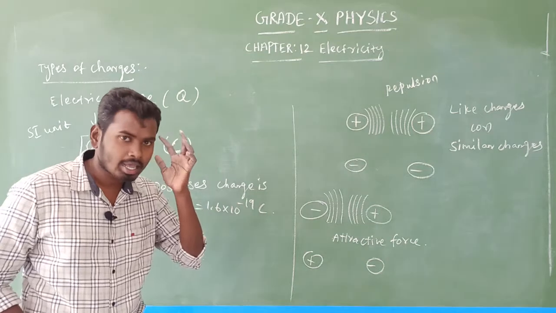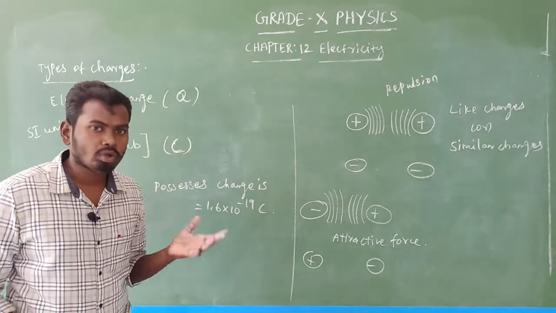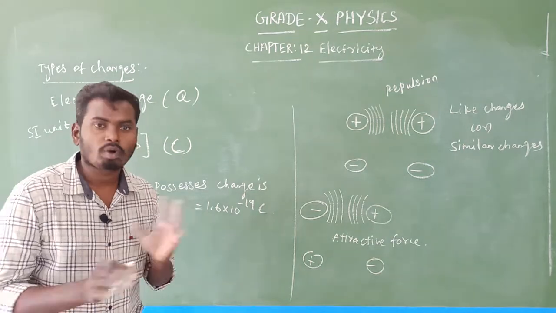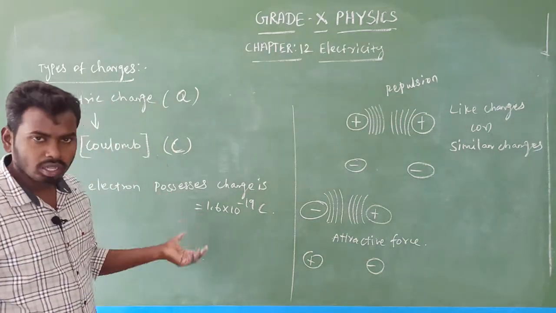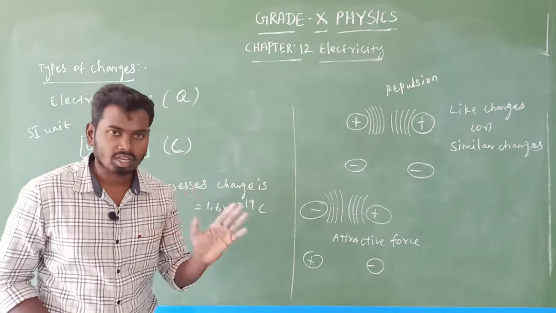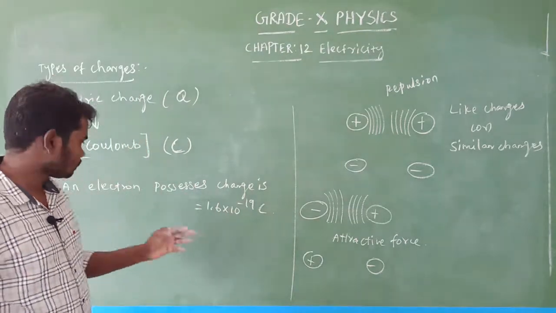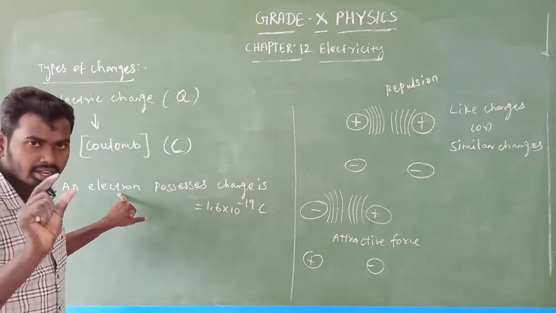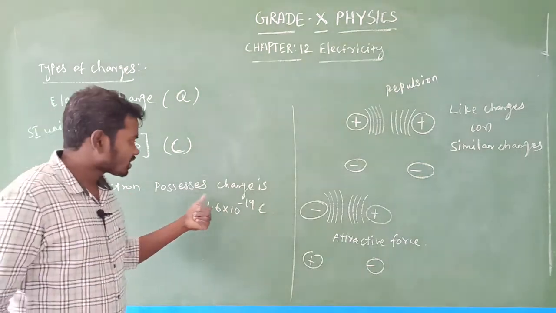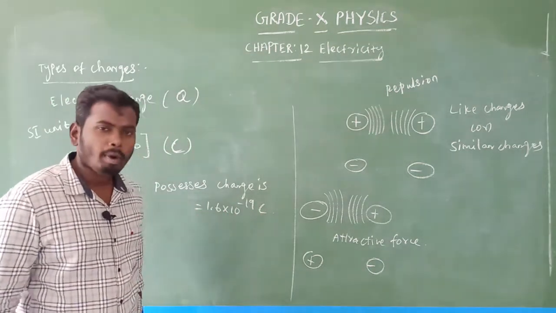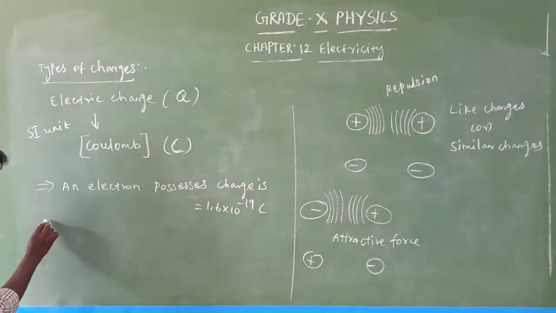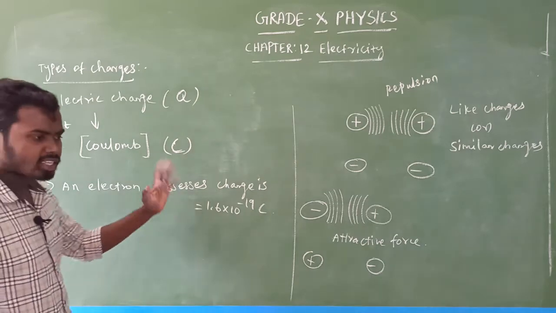You just keep that in your mind. We no need to derive that. We already found that. You just memorize that. That's all. An electron, a single electron, possesses a charge of 1.6 into 10 to the power of minus 19 coulomb. Okay, sir. This is for electron.